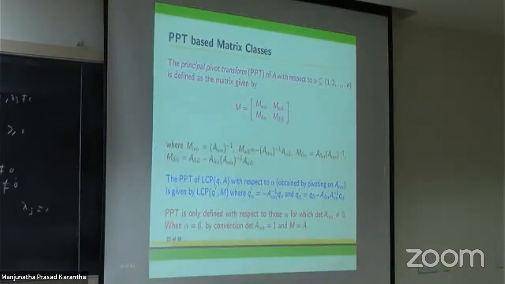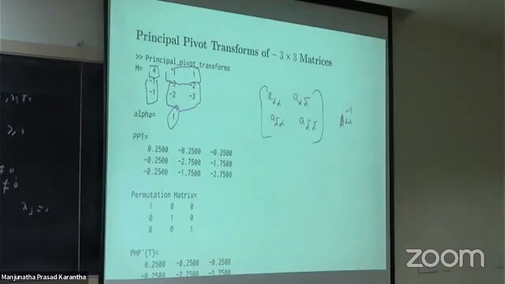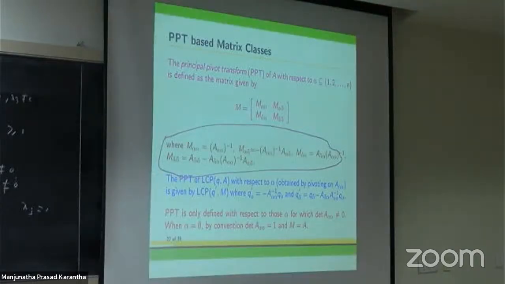You can see here, when you partition it, this is your formula. This is the PPT. So you have to compute A alpha alpha inverse. I have just now shown this: A alpha alpha, A alpha over alpha, A alpha over alpha. And then the PPT. PPT is this.